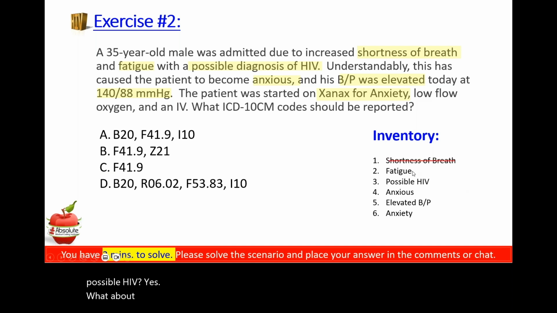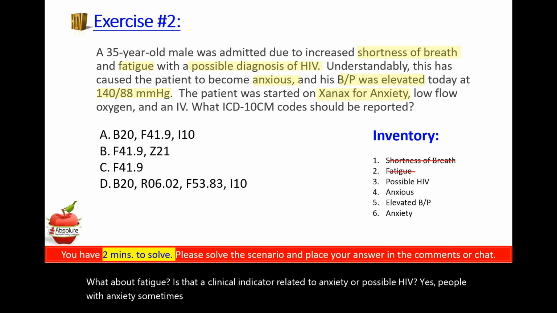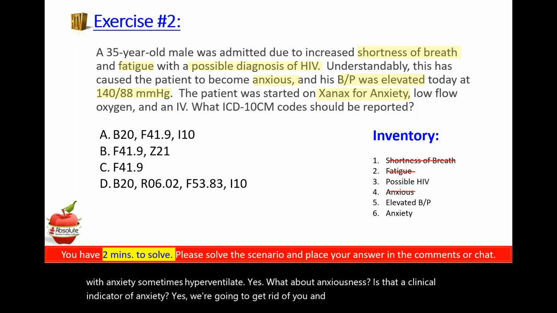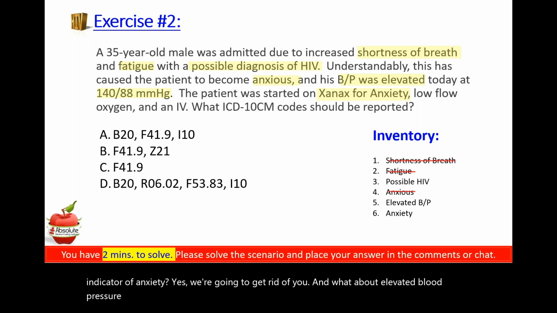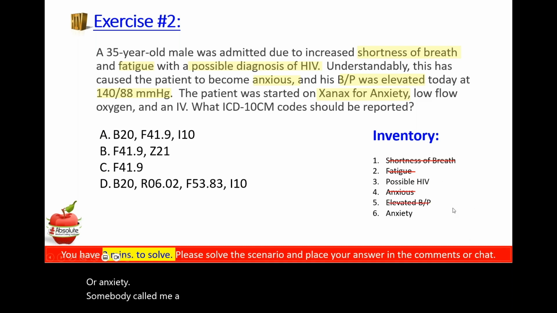What about fatigue? Is that a clinical indicator related to anxiety or possible HIV? Yes. People with anxiety sometimes hyperventilate. What about anxiousness? Is that a clinical indicator of anxiety? Yes. We're going to get rid of you. And what about elevated blood pressure? Is that a clinical indicator or related to HIV or anxiety? Yes, it is.